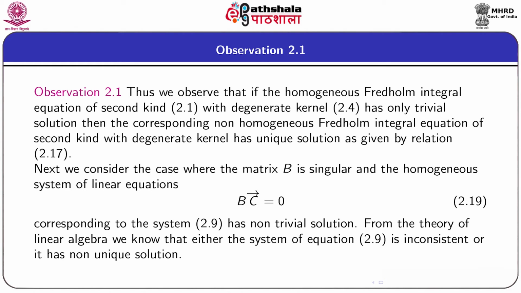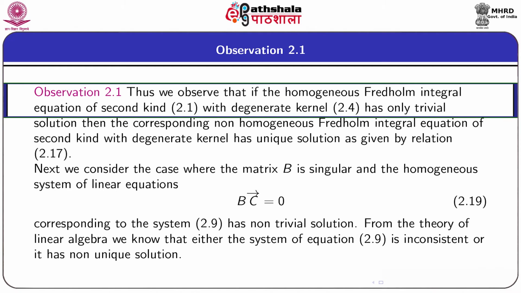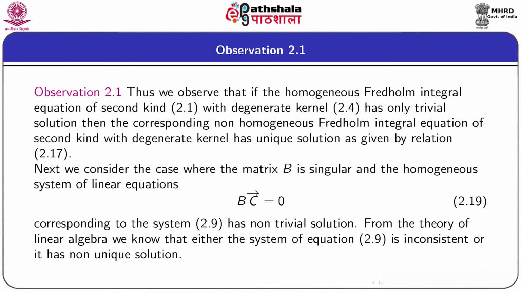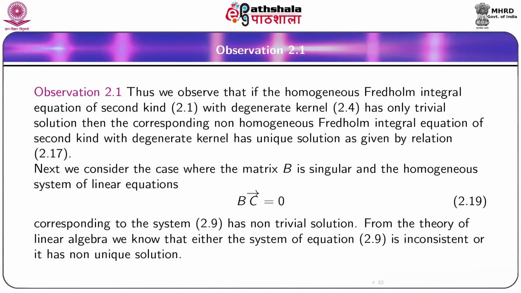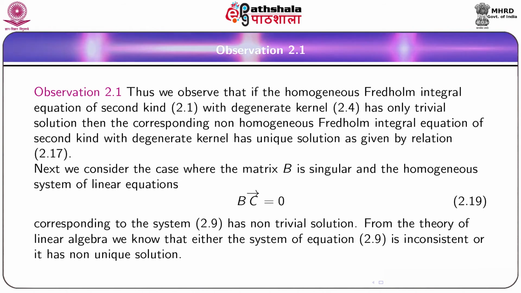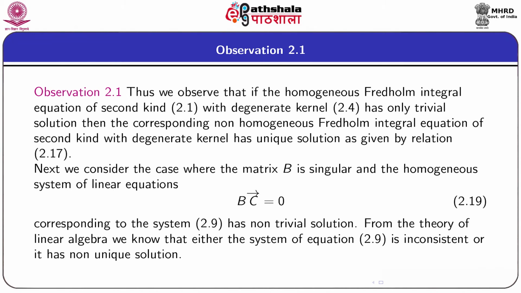So far what we have obtained we can summarize in form of observation 2. We observe that if the homogeneous Fredholm integral equation of second kind 2.1 with degenerate kernel 2.4 has only trivial solution, then the corresponding non-homogeneous Fredholm integral equation of second kind with degenerate kernel has unique solution as given by relation 2.17.